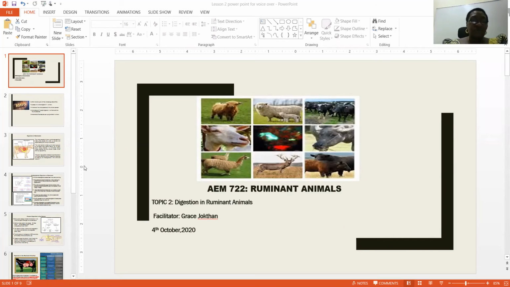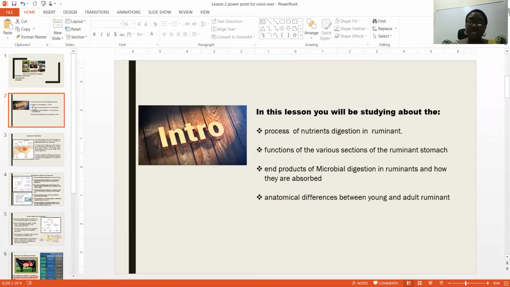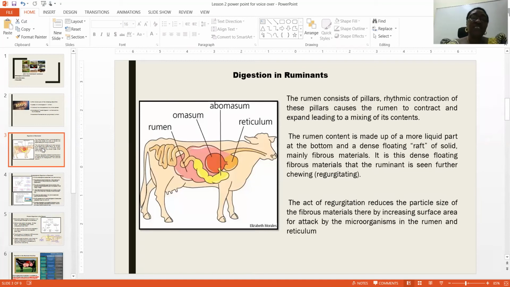As you can see on the screen, by way of introduction, in this lesson, you will be studying about the process of ruminant digestion. You will also be talking about functions of the various sections of the ruminant stomach. We will discuss the end products of microbial digestion in ruminants and how they are absorbed, as well as the anatomical differences between the young and the adult ruminants. And so, what is the digestion process in ruminants?